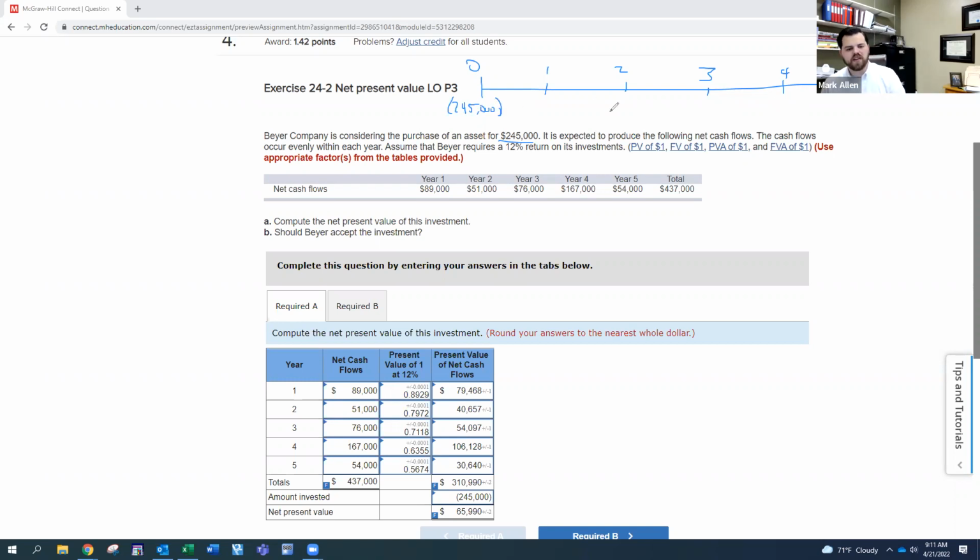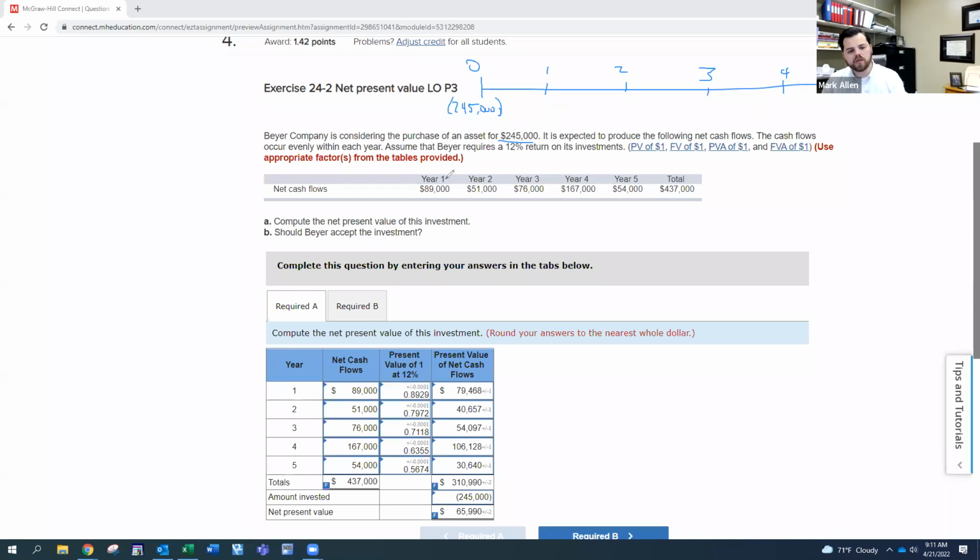Now, what's the present value of $245,000 that you're spending right now today in the present? Well, hopefully you say, well, it's $245,000. And you're right, it is. So what's nice about this initial outflow is there's no present value computation needed because it's already in the present. So we don't have to move it. So it works out very nicely.